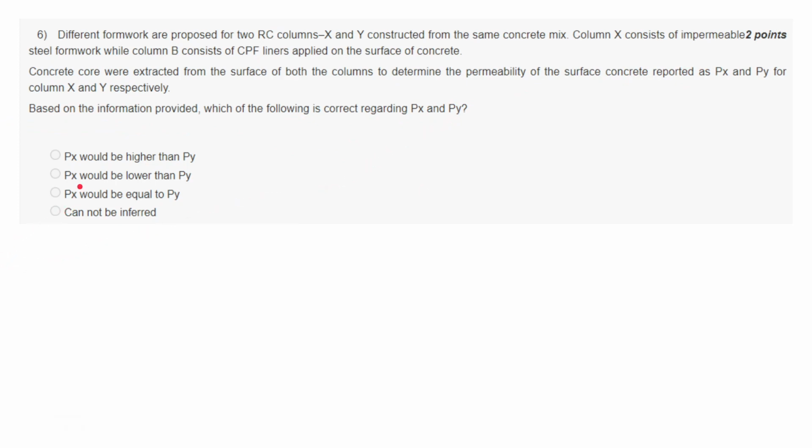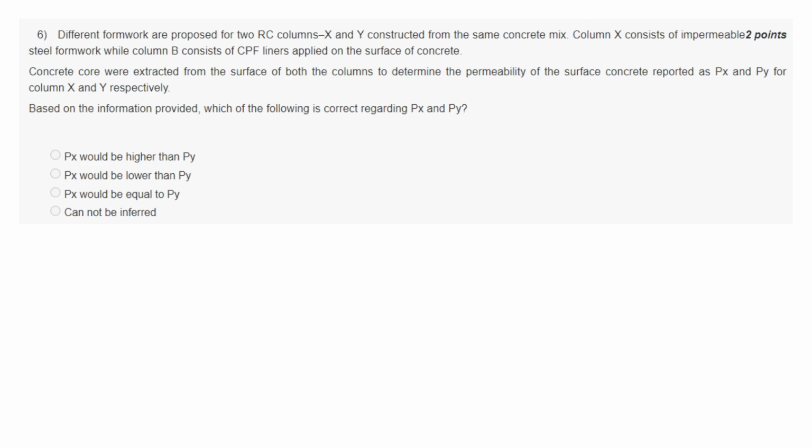Px would be higher than Py. Px would be lower than Py. Px would be equal to Py, and it cannot be inferred. Okay, so in the case of impermeable steel formwork, the water cannot move. So that will result in higher water cement ratio, which is resulting in large porosity, because of the water. When it gets the water, the blowhole, okay, so the blowhole results in higher porosity, and that will result in high permeability.